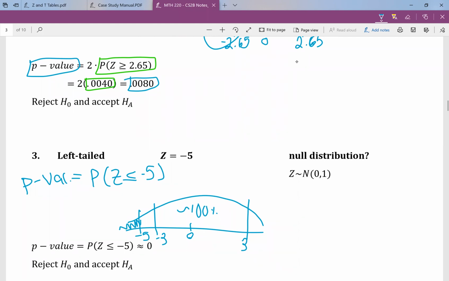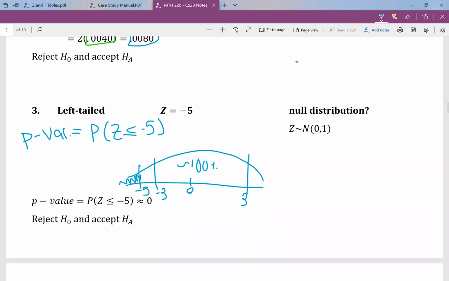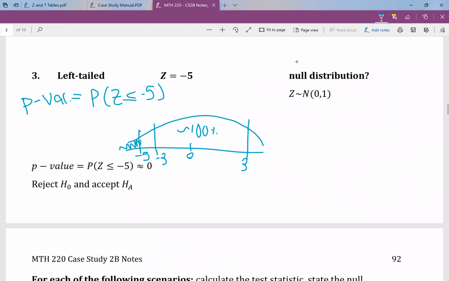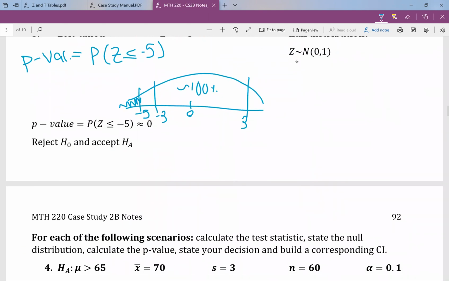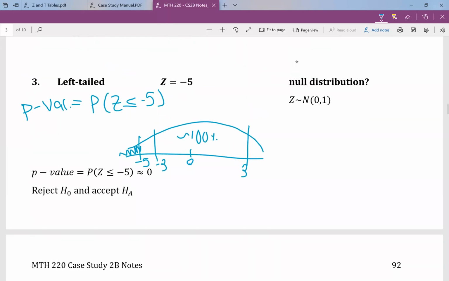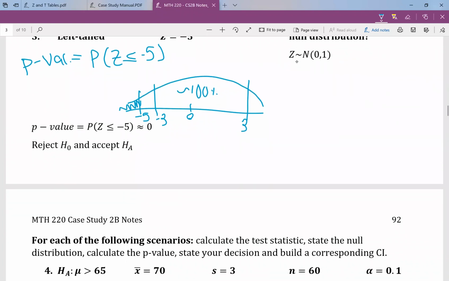Now let's actually practice calculating our test statistic. For each of the following scenarios, we're going to calculate the test statistic, state the null distribution, calculate the p-value, state your decision, and build a corresponding confidence interval. So we're adding on a little bit more here. The purpose of these first 3 problems was to remind you how to use our z-table. Now let's get into how we're going to answer all of these steps.